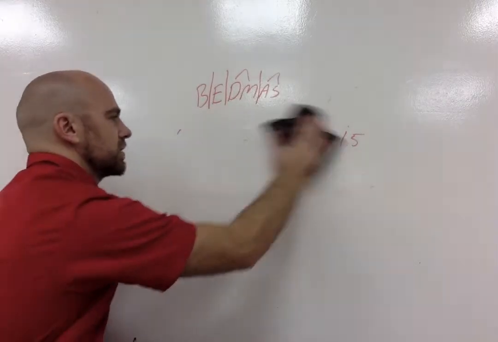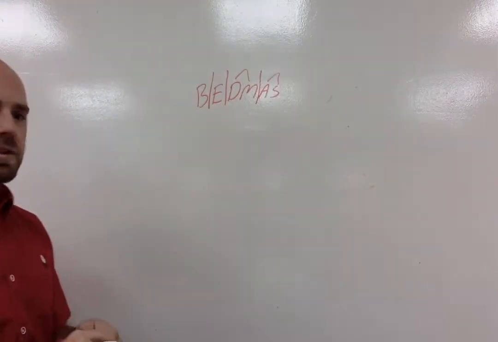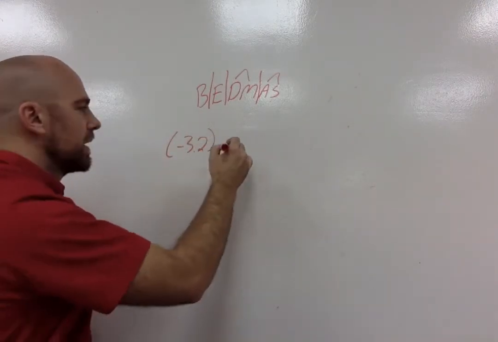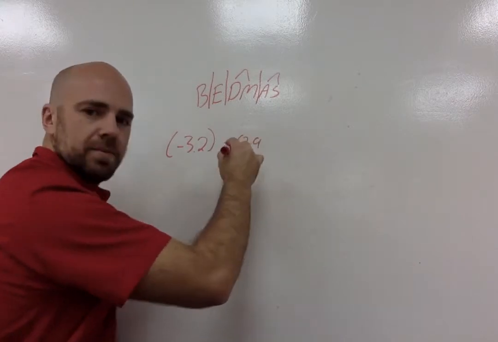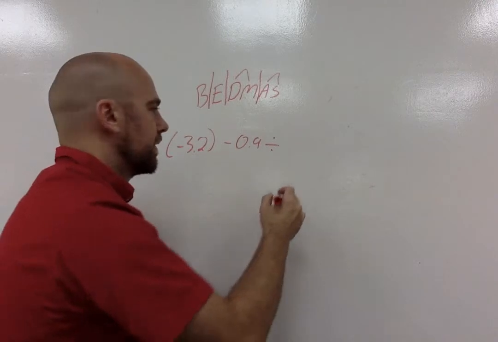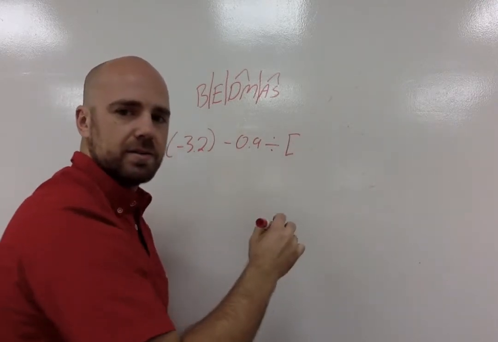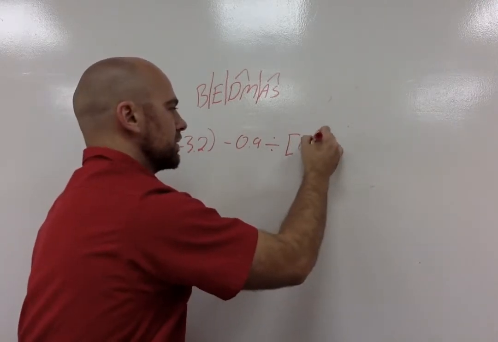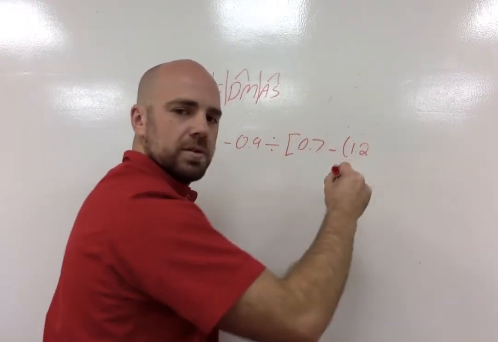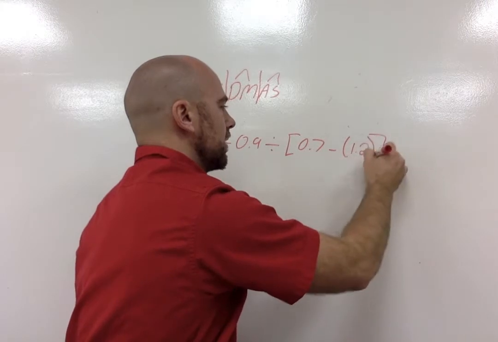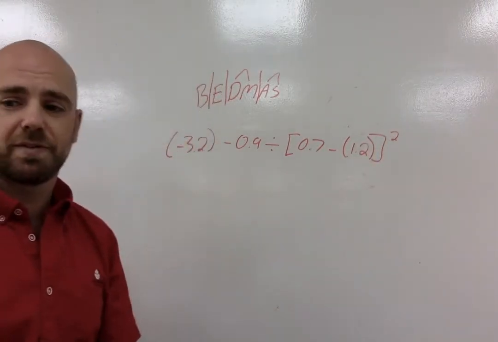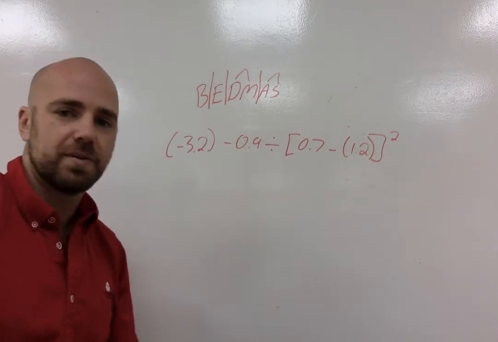The next question that we are going to do goes like this. If we have -3.2 minus 0.9 divided by, and then we have a square bracket. So let's see what happens here. 0.7 minus 1.2, and then all of that is going to be squared. Okay, so this one you're probably definitely going to be using your calculator for.